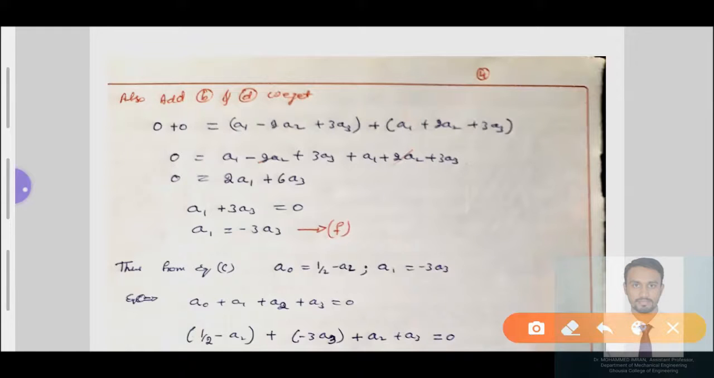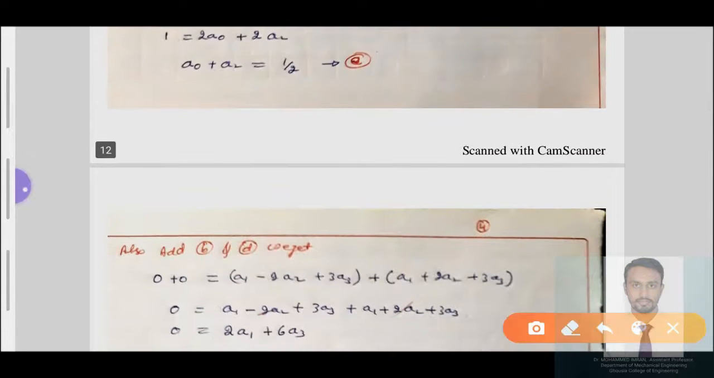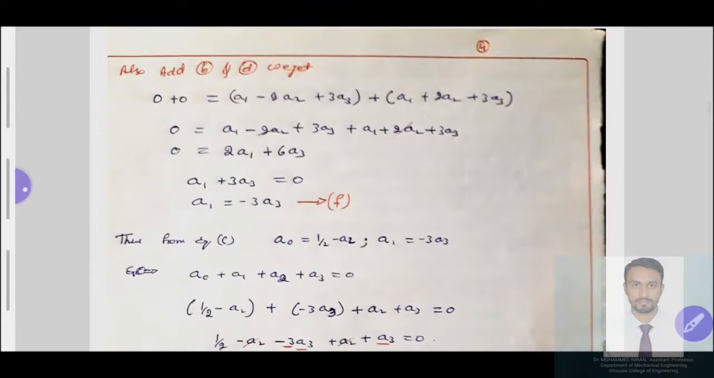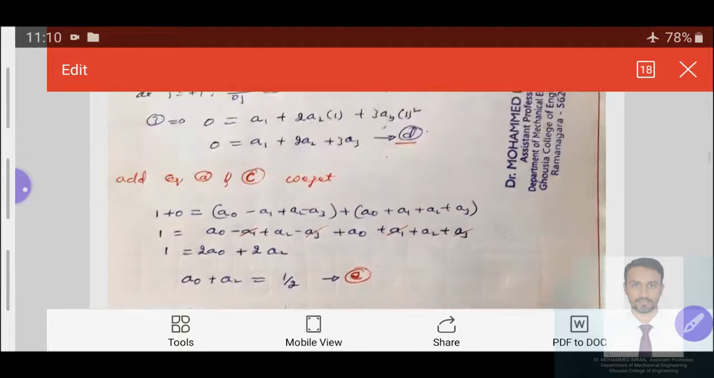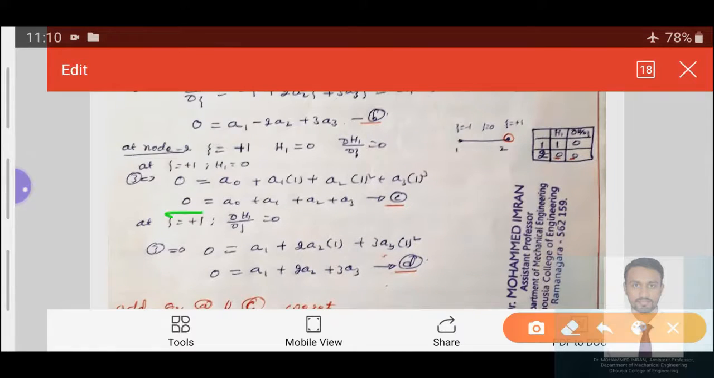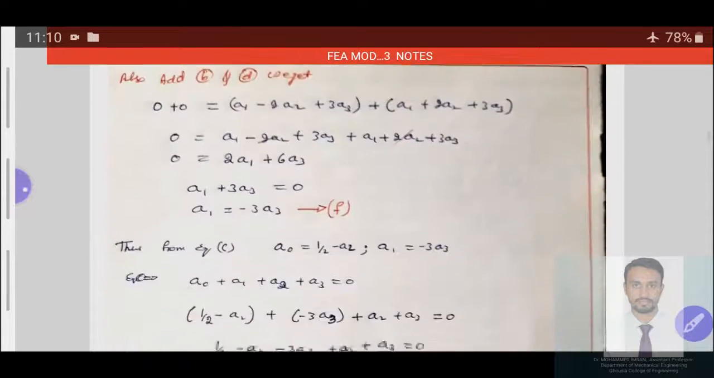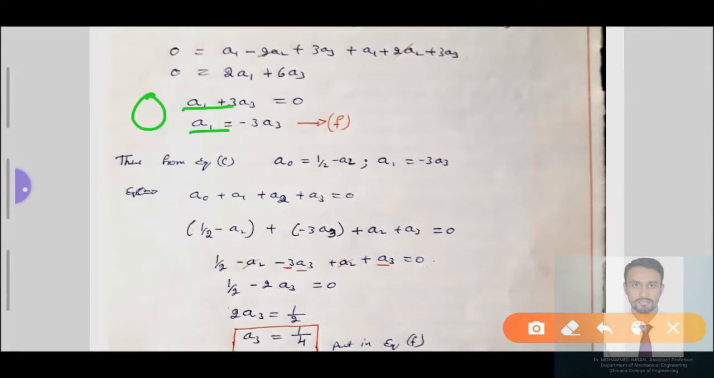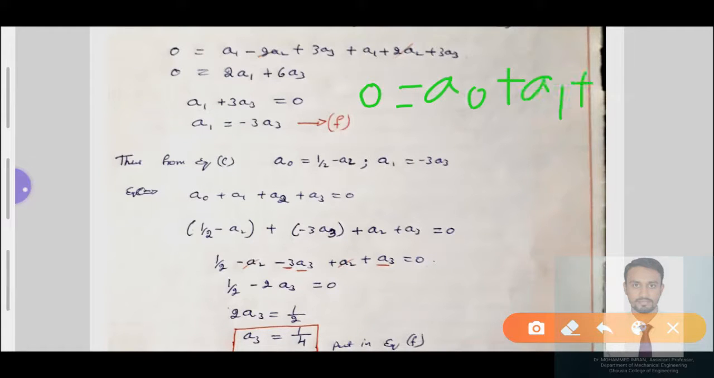Now we'll substitute equation E and equation F in equation number C. In equation number C we have 4 characteristics. When I substitute all those values, equation number C becomes 0 equals a0 plus a1 plus a2 plus a3. What is the value of a0? a0 equals half minus a2. a1 equals minus 3a3.